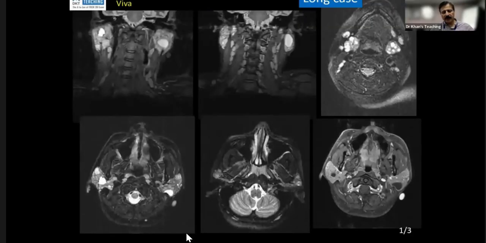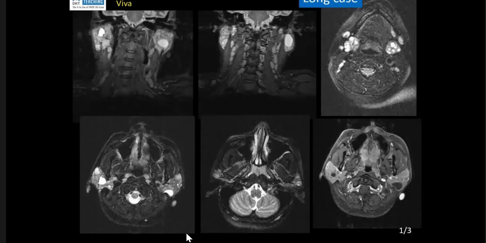Okay, now this case is a long case. And first of all, if you see here, what is happening in the parotid glands? What is happening in the submandibular glands? Over to you. What is happening in the nasopharynx? Let me start with it.